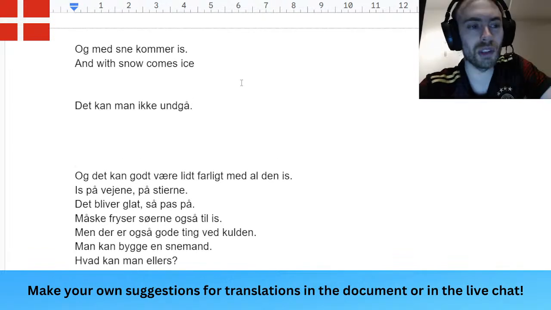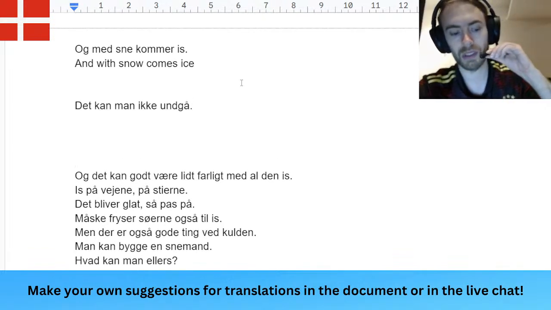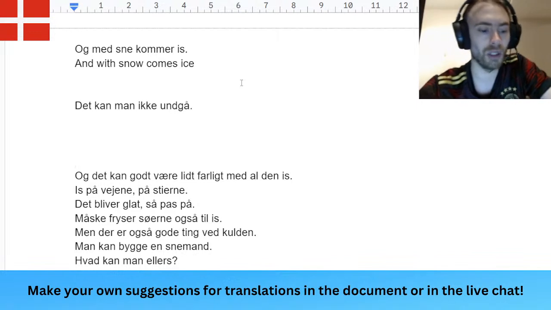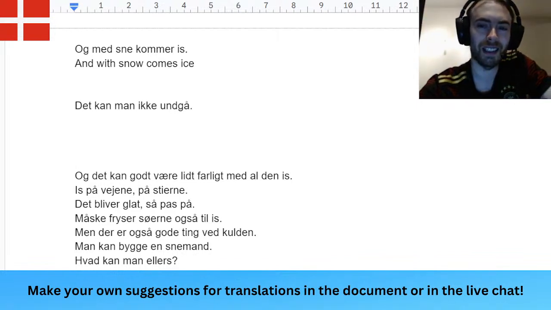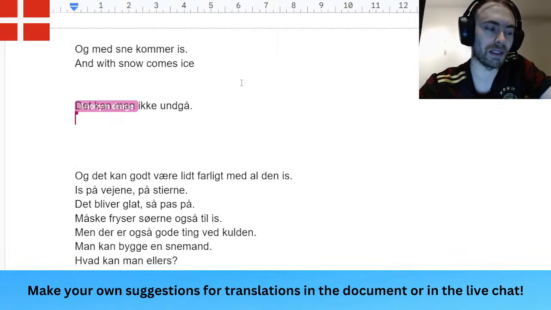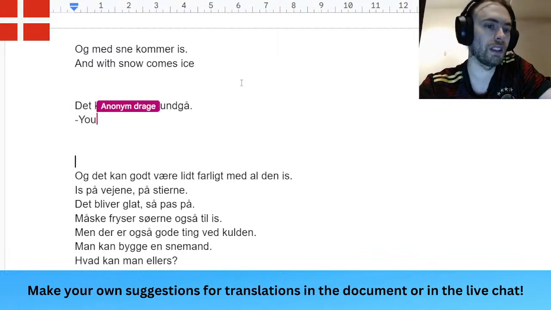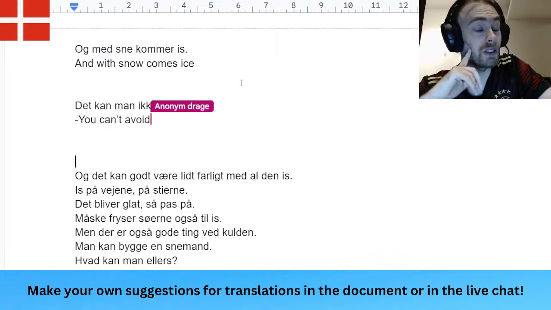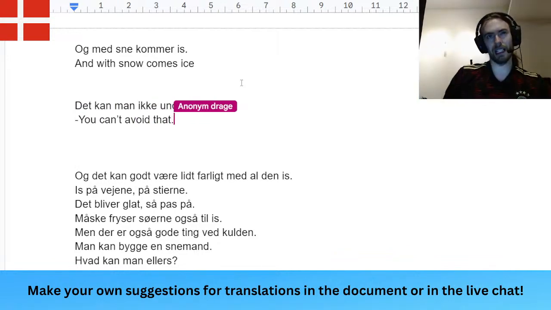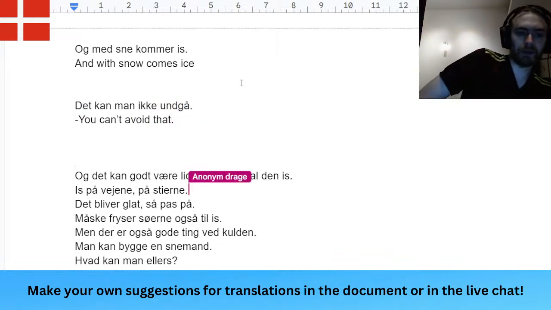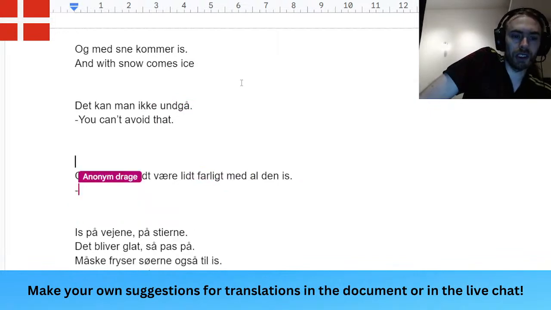Det kan man ikke undgå. Let's move this closer. Det kan man ikke undgå. What is that? Undgå, it's a verb. It's not so advanced. I would say it's probably an intermediate level verb. Undgå. You can't avoid. That's right. You can't avoid that. It's inevitable. Det kan man ikke undgå.